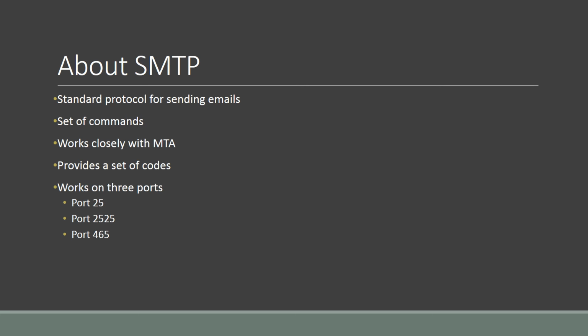And SMTP works on 3 ports. Port 25, which is the default port. Port 2525. This port is open on all SiteGround servers in case port 25 is filtered and you want to send non-encrypted emails with SMTP. And port 465, and this port is used if you want to send messages using SMTP securely.